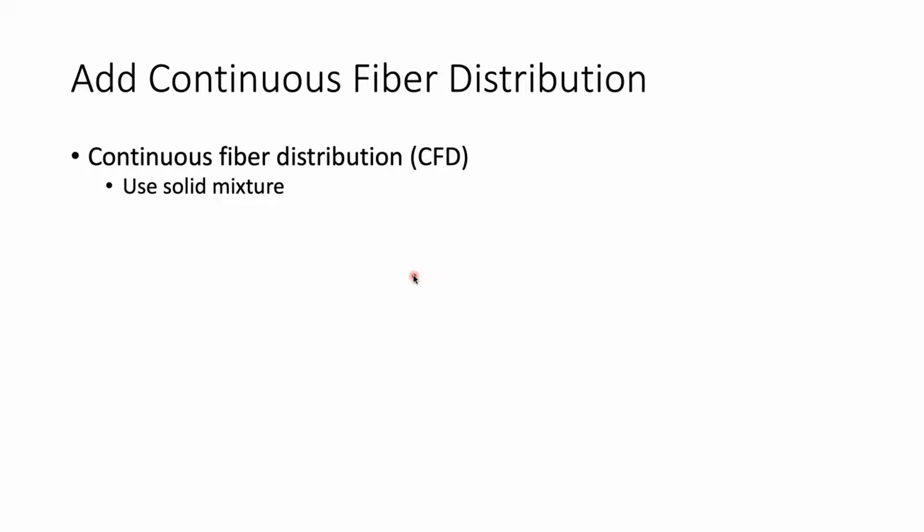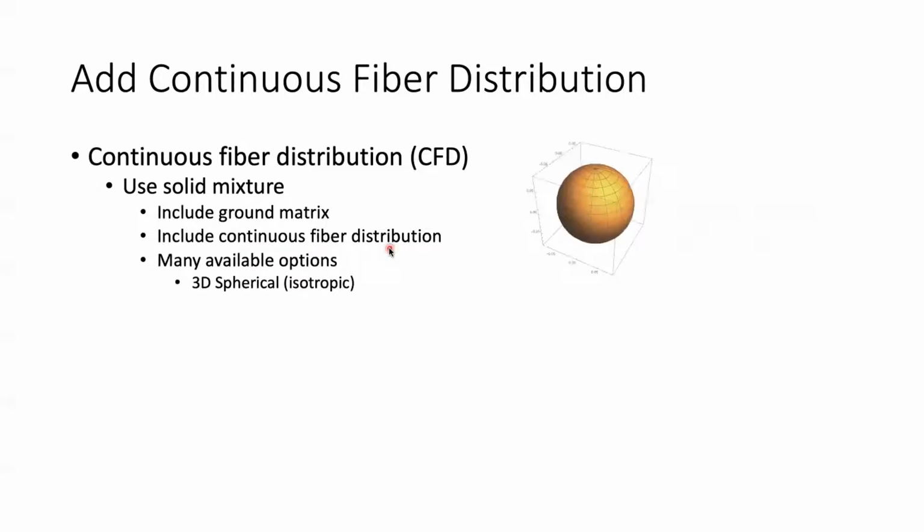But if we want to use a continuous fiber distribution, once again, you use the solid mixture, you include your ground matrix, which in our case is now Hookean. And this time, instead of discrete fibers, you actually include a material called continuous fiber distribution. And there are many available options. The default or the simplest one is what we call the 3D spherical or isotropic.